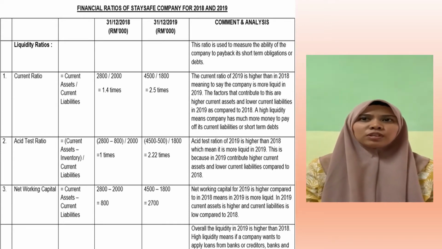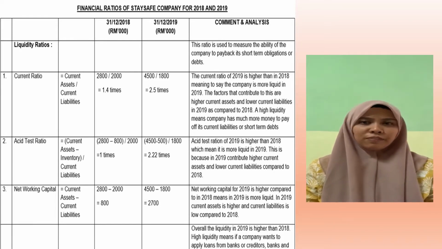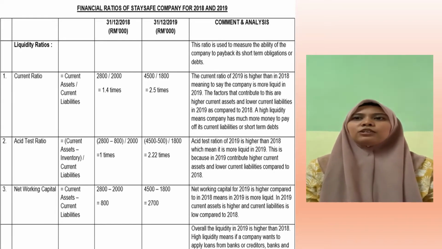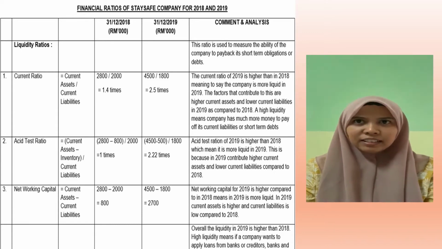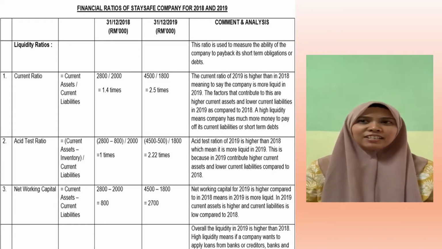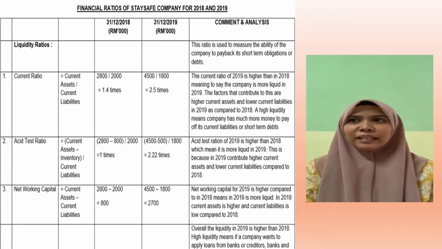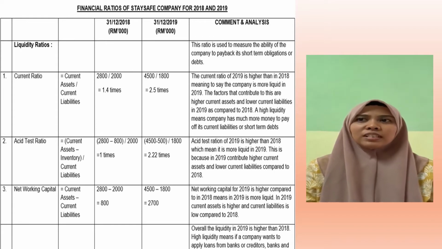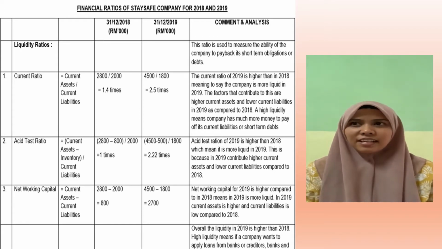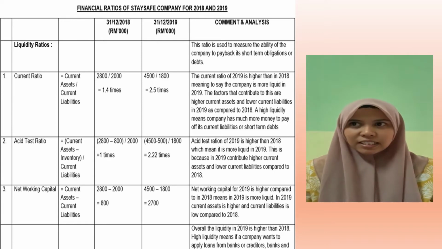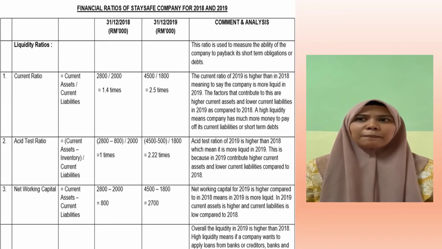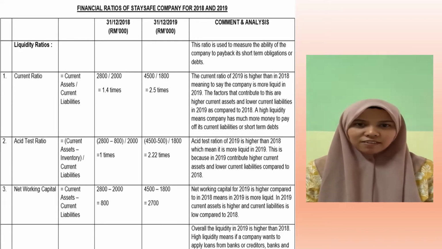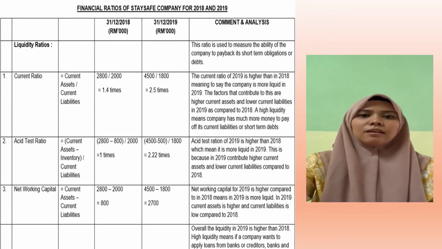Current ratio for 2018 is 1.4 times compared to 2019, which is 2.5 times. This shows that in 2019, the ratio is higher, meaning that the company is more liquid in 2019. The factors that contribute to this are higher current assets and lower current liabilities. High liquidity means the company has much more money to pay off its current liabilities or short-term debts.